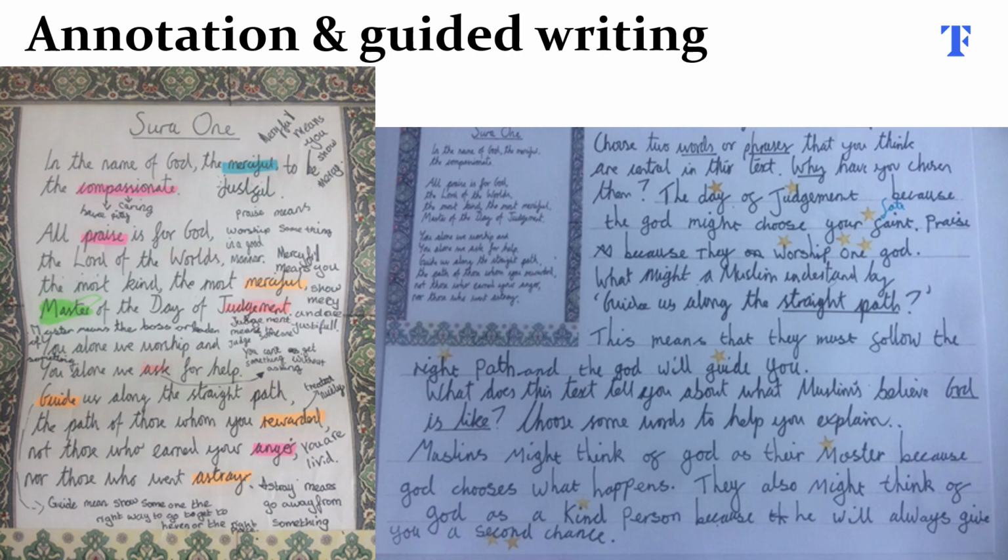Looking at the example on the right, the teacher has provided some guidance, asking the pupils to choose between words and phrases that are central to the text and why. The teacher has then pointed them towards a key phrase and asked them to think about what a Muslim might understand by guide us along a straight path. Finally, they've been asked to consider what the text tells them about what Muslims believe God is like, using some key words from the text to help them. These two very simple techniques have made a complex text more manageable for pupils to access, understand, and interpret.